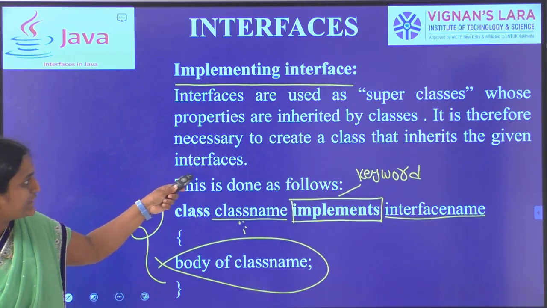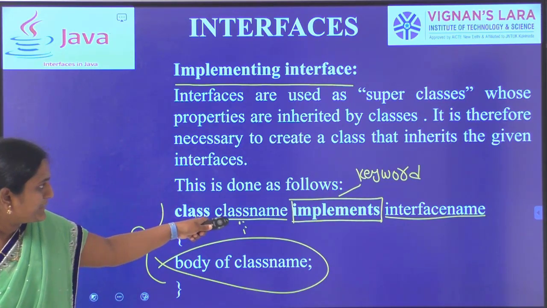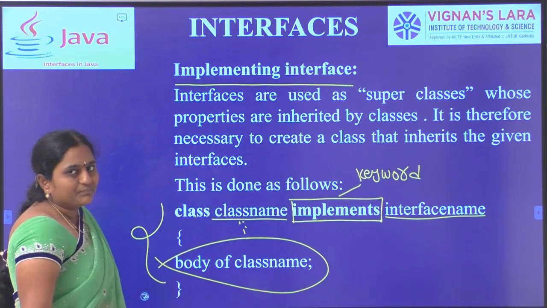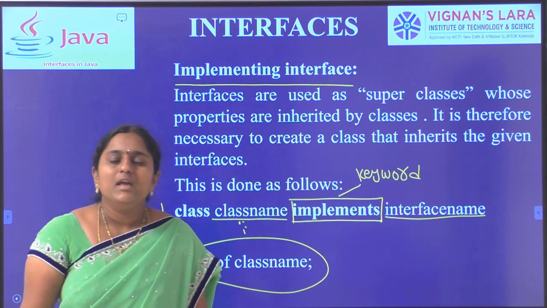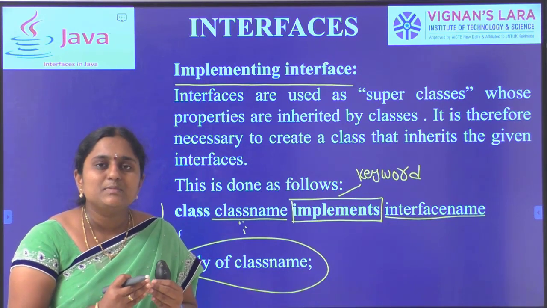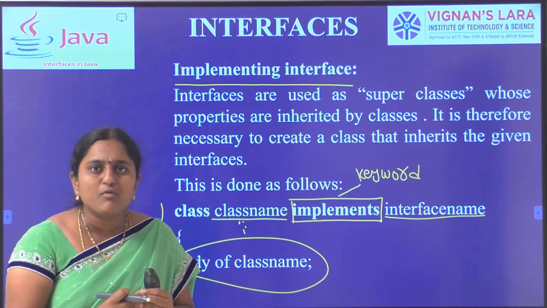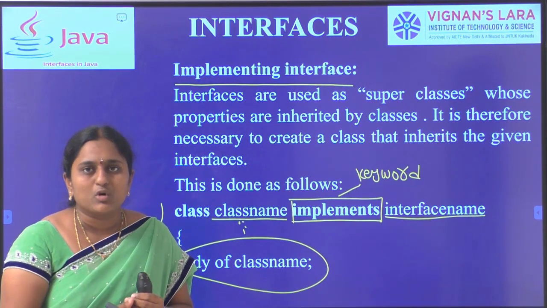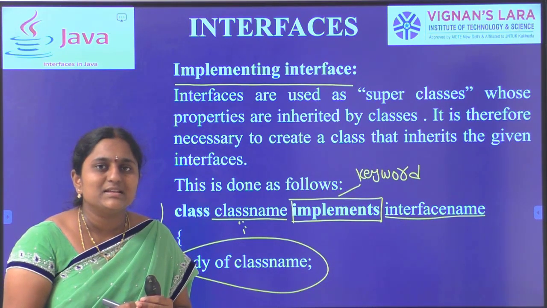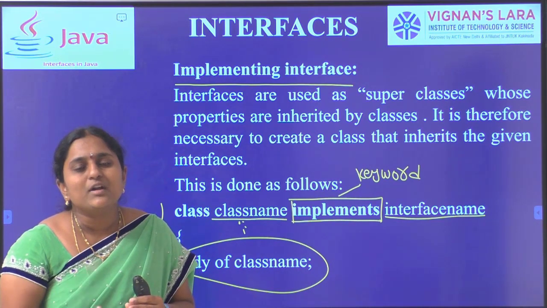It is therefore necessary to create a class that inherits the given interface. Here, class name implements interface name, followed by the body of the class. What is implements? Implements is a keyword. What is its functionality? The implements keyword explicitly declares that the corresponding class provides the body of the interface. At the time of compilation, the compiler checks whether the user provides the body of the corresponding interface or not.